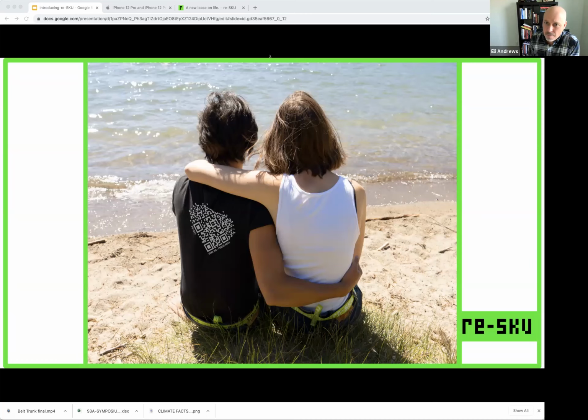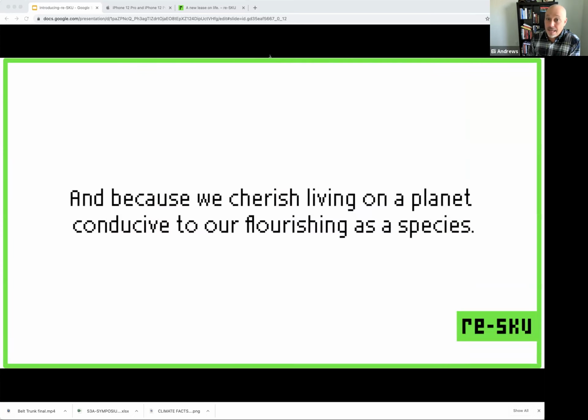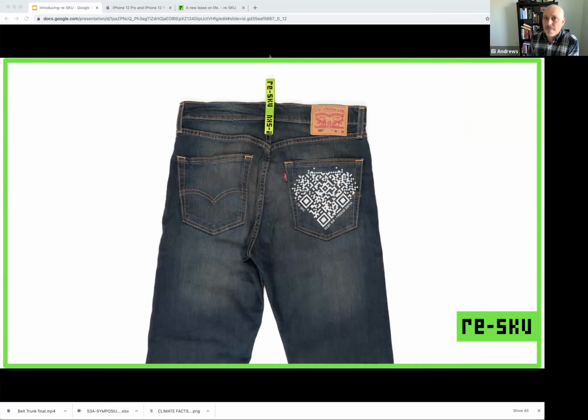We founded this company because we cherish living on a planet that is conducive to our flourishing as a species. And we are teetering on the brink of entirely preventable catastrophe. We will need many heroes to save us. This, we believe, is one of those heroes.